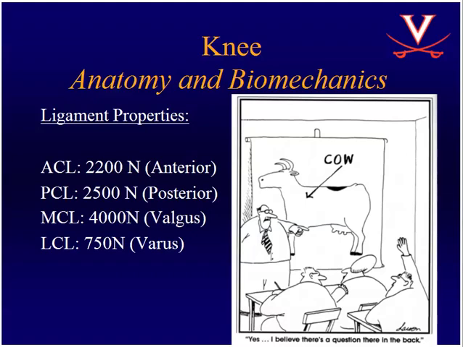Well, how strong are these ligaments? Well, in general, people used to say the PCL was twice as strong as the ACL. We've learned later that's really not true. It's a little bit stronger, but not twice as strong. The MCL is the strongest ligament of all. And the LCL, even though it's rarely injured by itself, is actually the weakest of all of the ligaments.